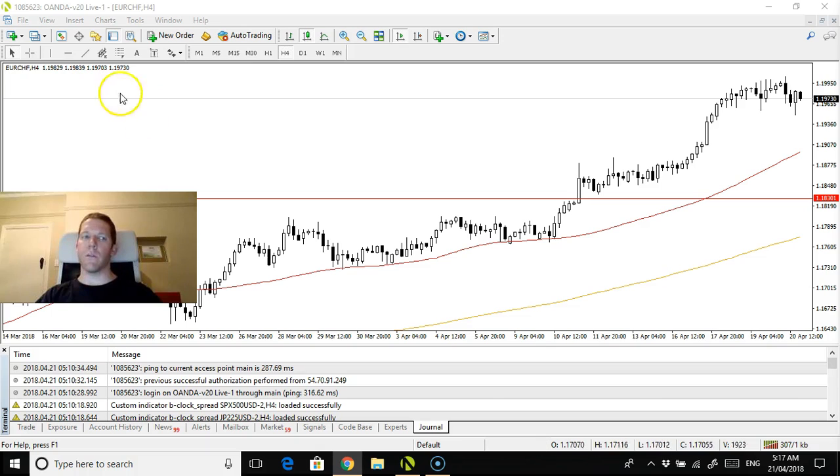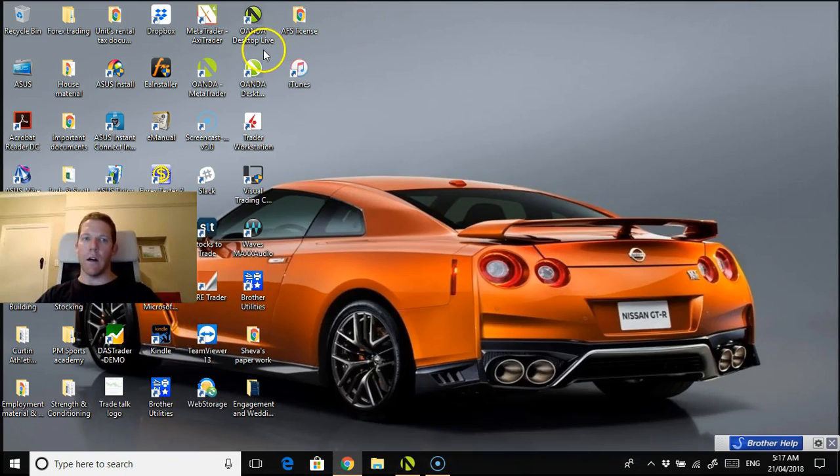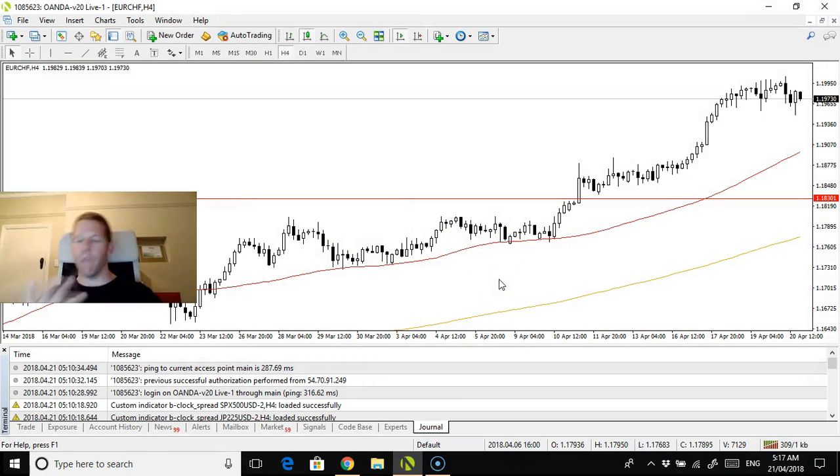I've got the Euro Swiss 4-hour time frame up here. I had it up previously, using OANDA FX trade, and it uses a TradingView style format with the charts, and I'm more familiar with MetaTrader, so most of my chart analysis will be done here on MetaTrader. So I've got my small live account.